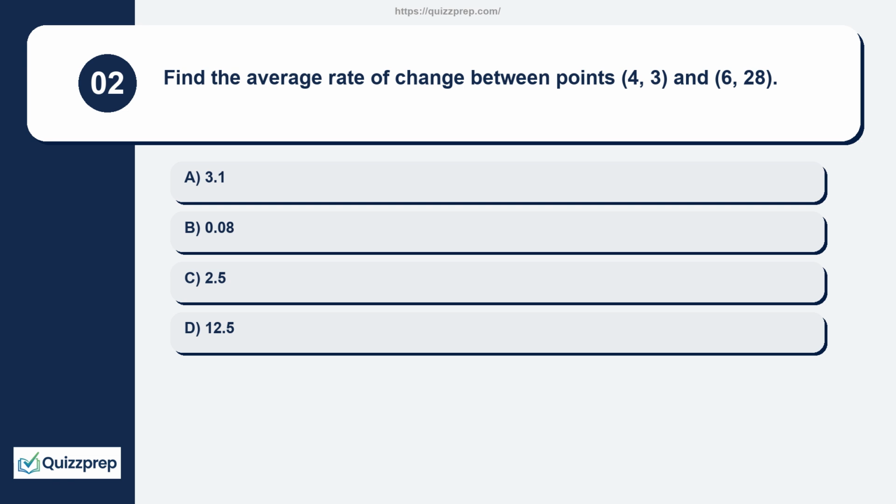Question 2. Find the average rate of change between points (4, 3) and (6, 28). 3.1, 0.08, 2.5, 12.5.